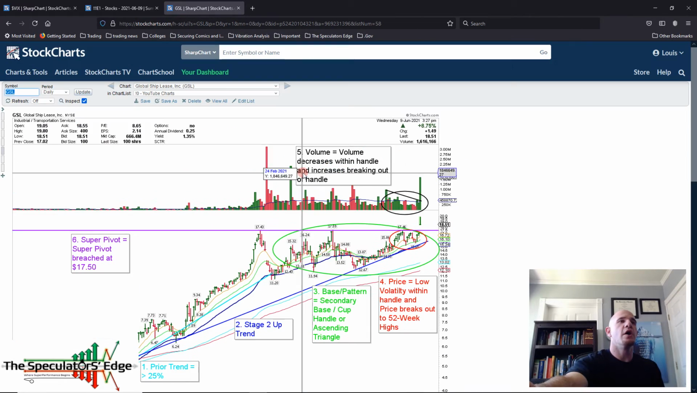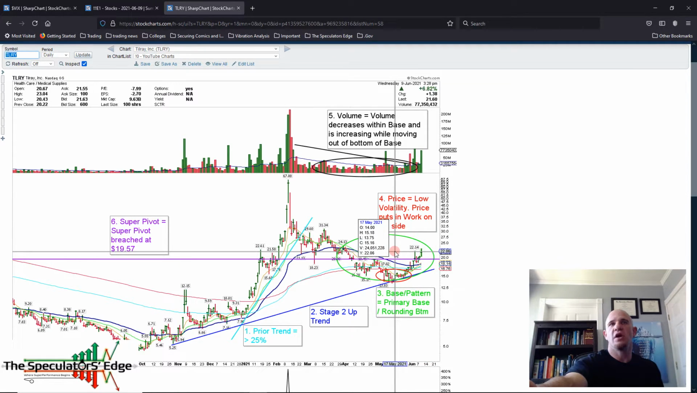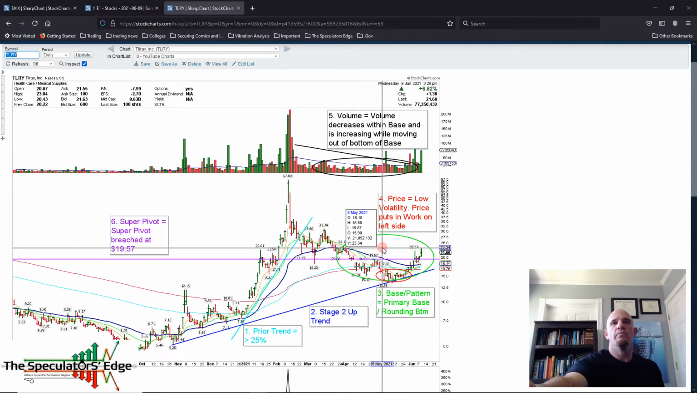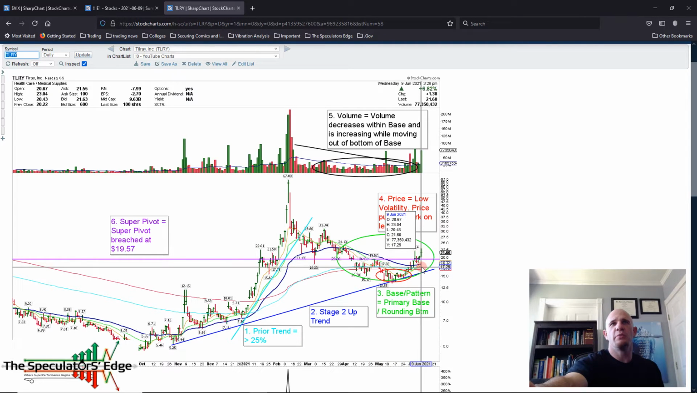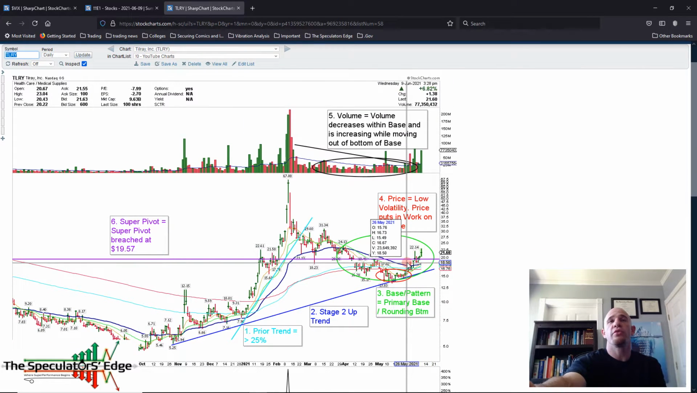Okay, so let's go look at TLRY. Let's see what's happening. Not too bad with this stock. What we want to see is a close at least above the $22.14. And of course, we want to see it hold the super pivot at $19.57. Hopefully this stock can pick it up a little bit more and get some more juice, but there is high demand. So this stock is worth holding for a while, letting it work.